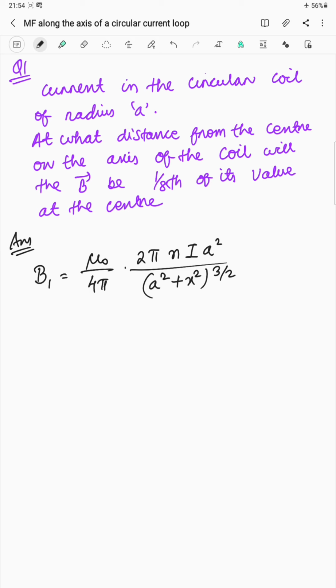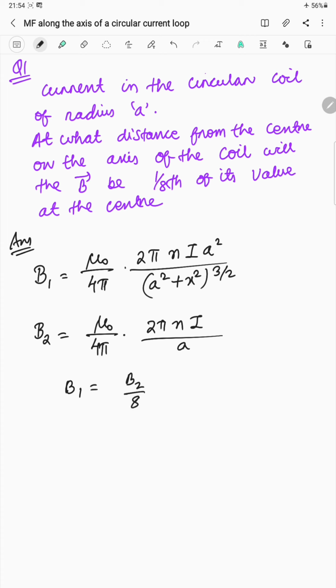Now the magnetic field at the center of the coil carrying current, B2, will be how much? The first one is along the axis, the second one is at the center. It is mu naught by 4 pi into 2 pi n I divided by a. This we have also found out. Now according to the question, B1 is equal to B2 by 8. So let us substitute the values.